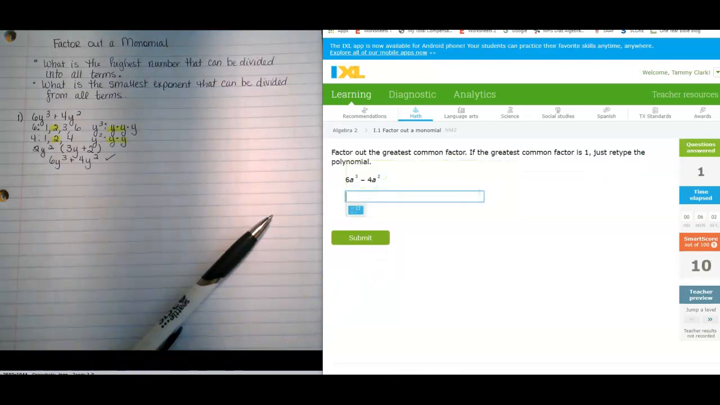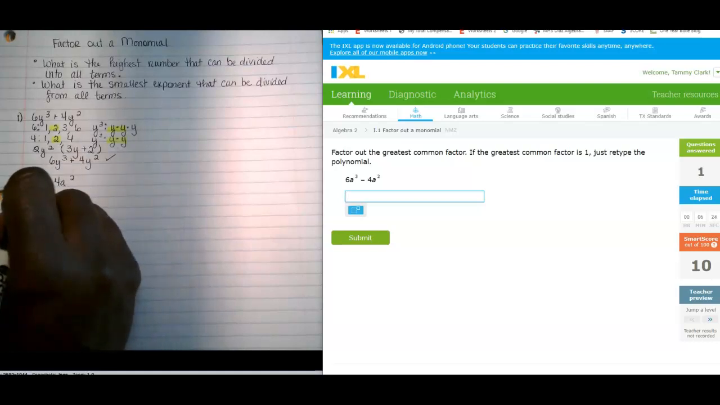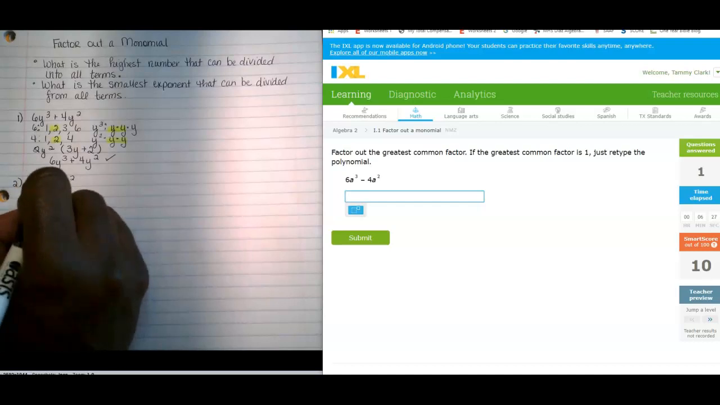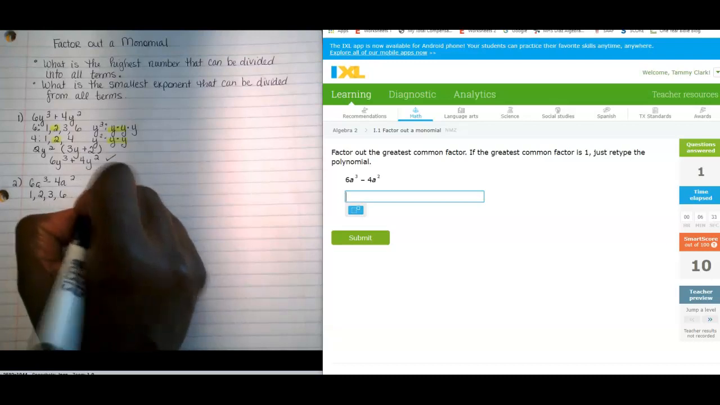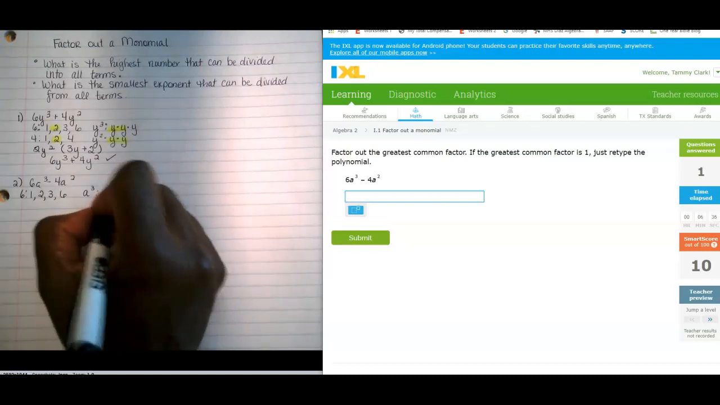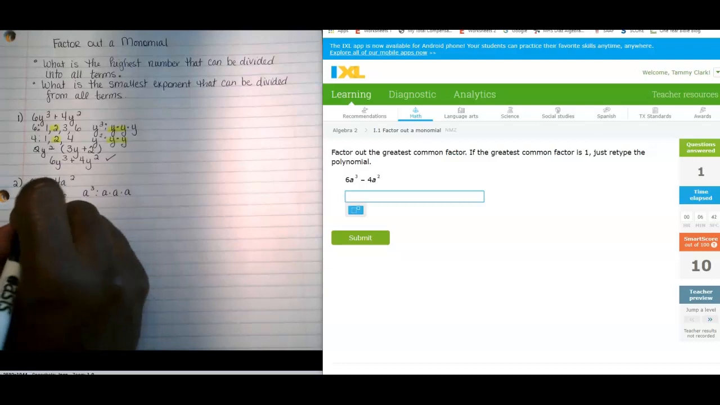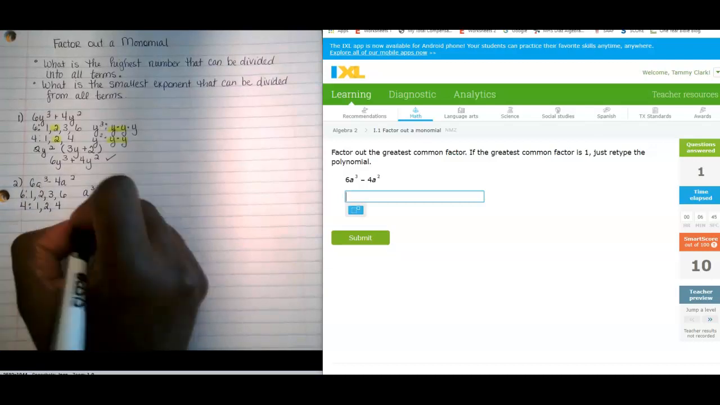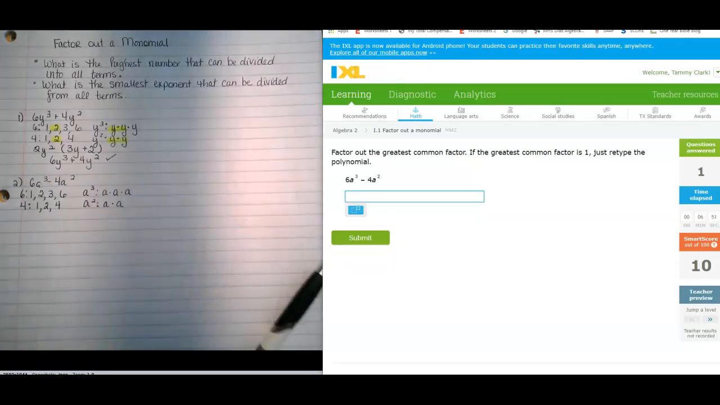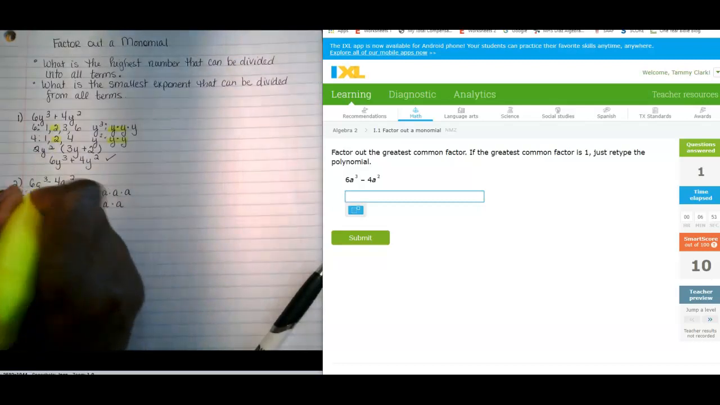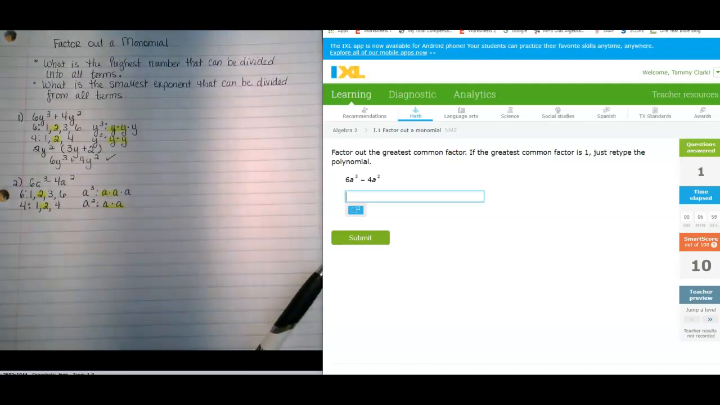All right, let's take a look at the next one. So we've got 6a cubed minus 4a squared. We're going to break down 6 again into 1, 2, 3, and 6. And a cubed we're going to break down to a times a times a. And then 4 we're going to break down into 1, 2, and 4. And a squared we're going to break down to a times a. So again, we see that the highest number they have in common is 2, and the smallest exponent they have in common is also 2.